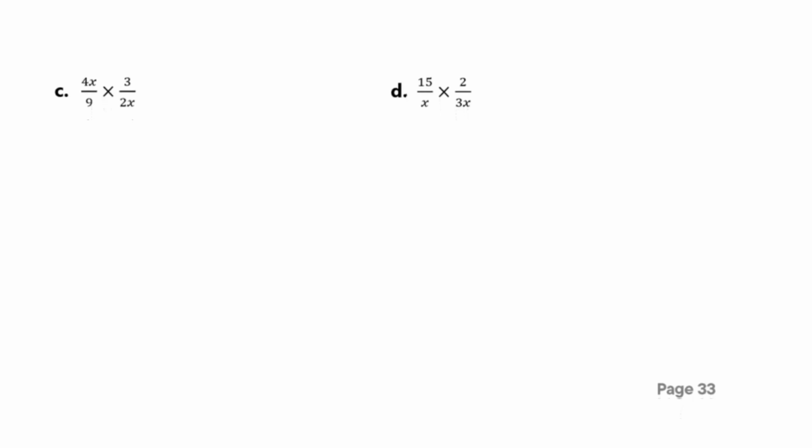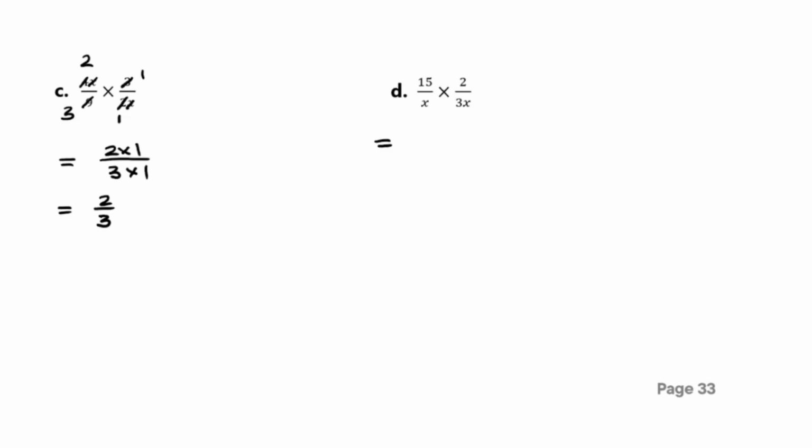We've got 4x over 9 times 3 over 2x. Quite a few things we can cancel here. 3 goes into 3 once, 9 3 times. Cancel off these x's. 2 goes into 2 once and into 4 twice. So on the top, we're left with 2 times 1, on the bottom 3 times 1, which you might have just gone straight to writing 2 over 3.